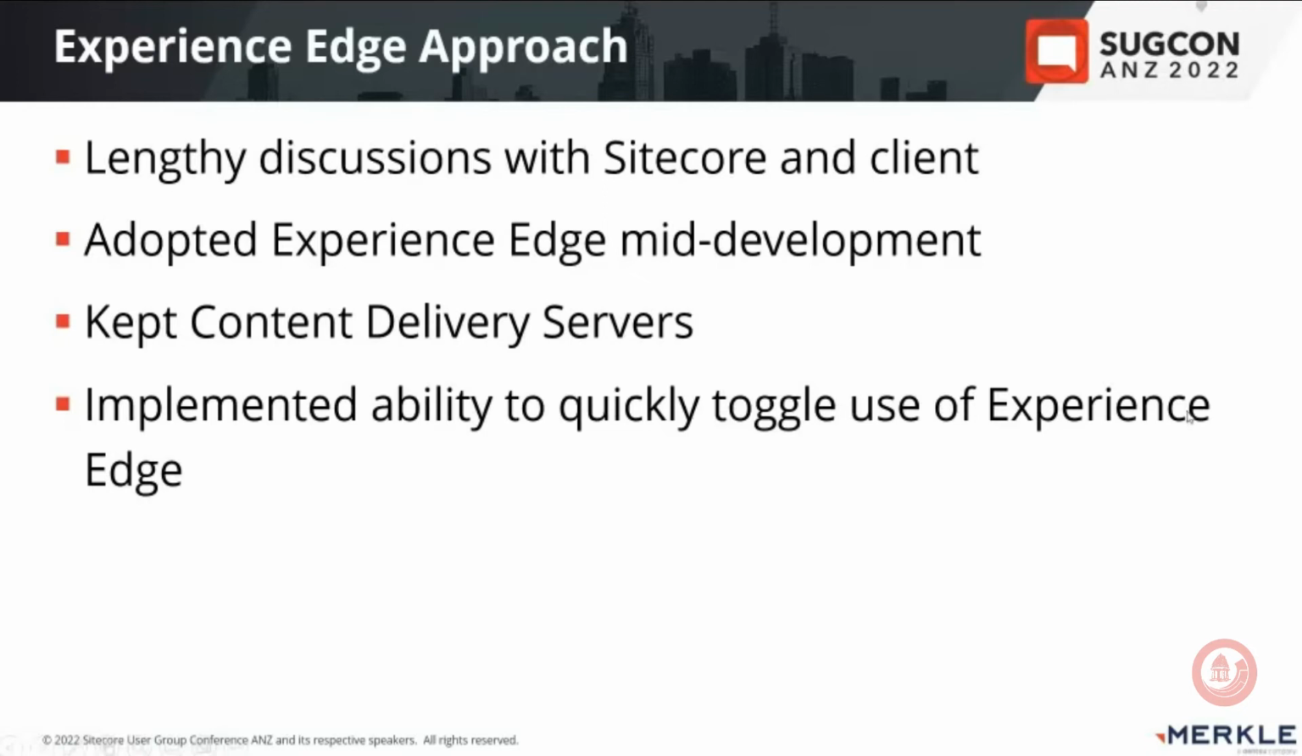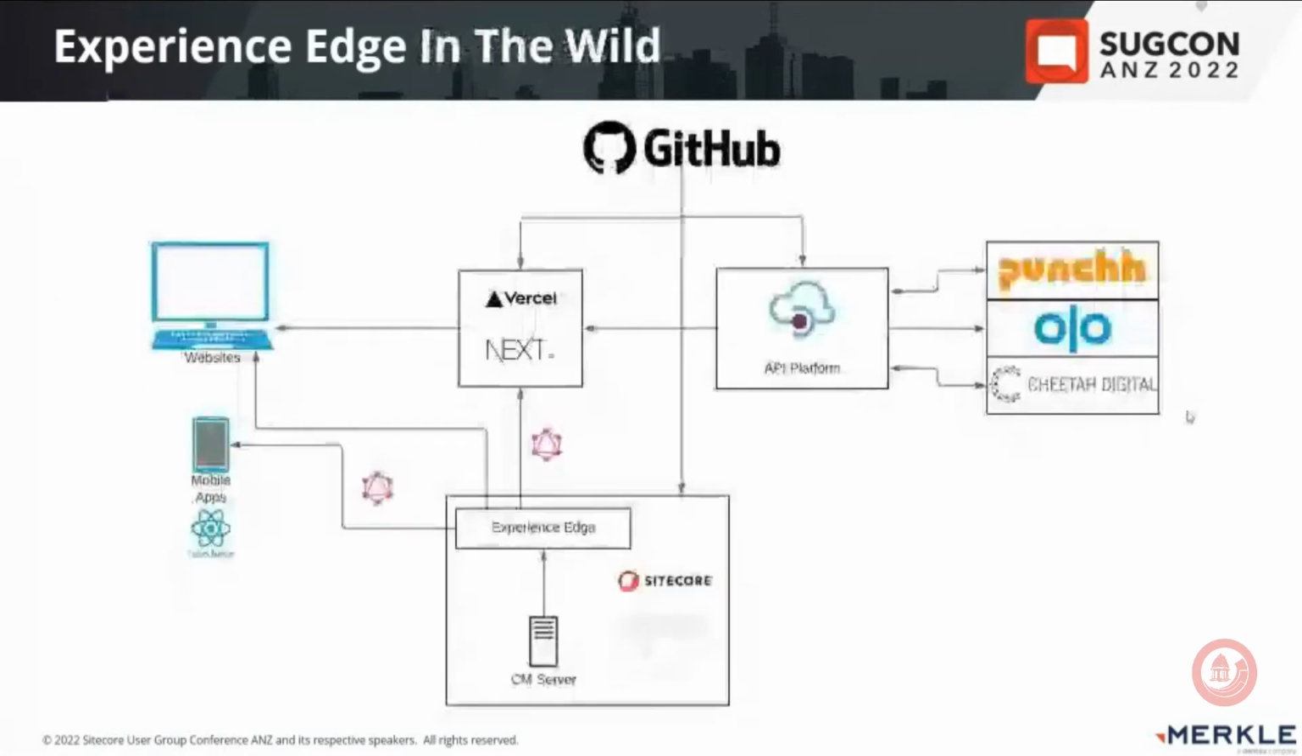So now that we adopted Experience Edge, what did our architecture look like? How did it change? It looks pretty much the same, right? The only differences are with the Sitecore box at the bottom. You see our CD servers in the bottom right corner that are grayed out because we're not using them, but they're there if we need them, they're just hanging out. But now we have Experience Edge.